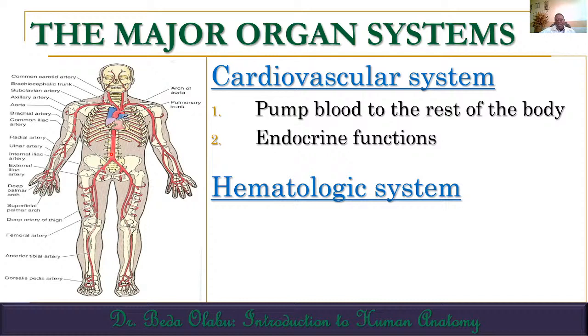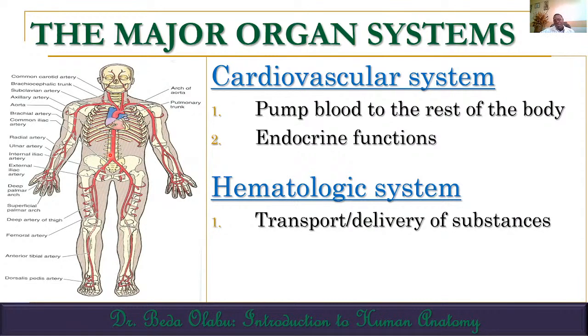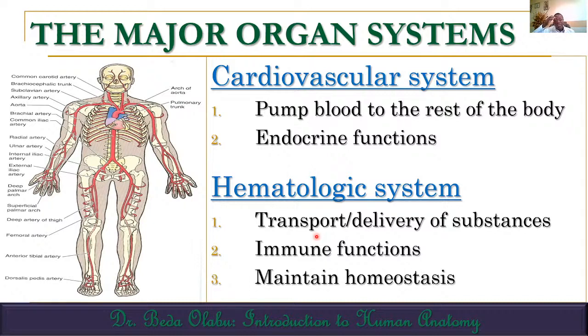Closely related to the cardiovascular system is actually the blood that flows within the heart and the blood vessels. I prefer calling this the hematologic system. The hematologic system is important for transportation and delivery of substances in the body. It's also important for immunity. It contains cells that help to fight infections. It also helps to maintain homeostasis of some physiological parameters, let's say body temperature, for example, or even the level of acidity and alkalinity in the body.